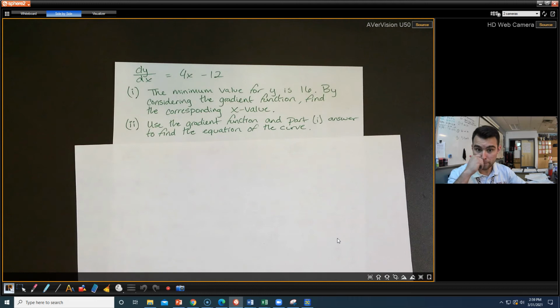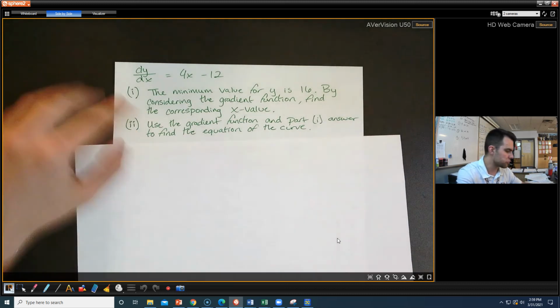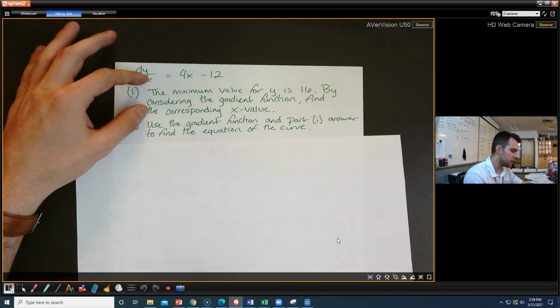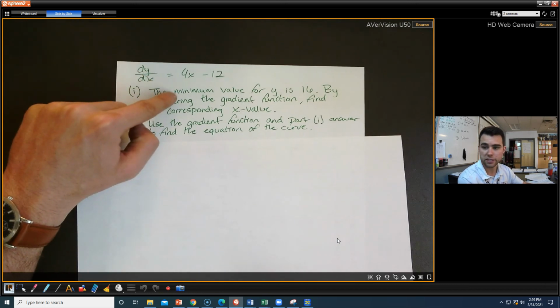Okay. First of all, we're given that the minimum value for y is just 16. Okay, so this guy is probably going to look something like this maybe, or I just know it has a minimum of 16 for y. By considering the gradient function, we need to find the corresponding x value. Part 2 is saying use the gradient function from part 1, part 1's answer to find the equation of the curve. Okay, so part 1 is really saying considering the gradient function, we're going to find the corresponding x value when it gives us this minimum.